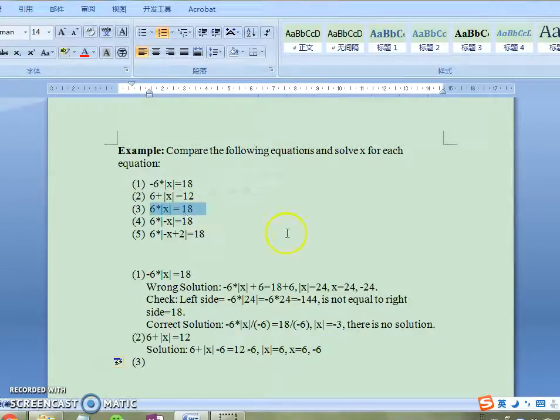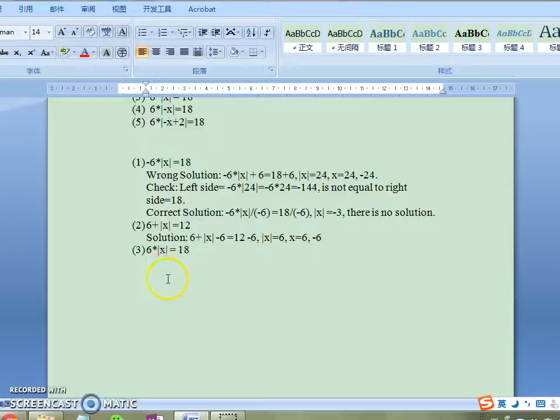Number 3 now is 6 times the absolute value of x. Again, the left side is a multiplication, so we are going to do division, okay? Divide both sides by 6, so 6 times the absolute value of x equals 18 divided by 6. And we get the absolute value of x equals 3. In this case, x could either be 3 or negative 3.